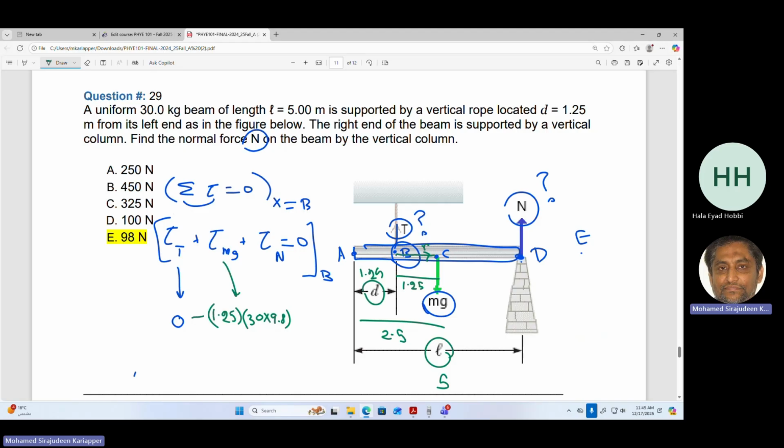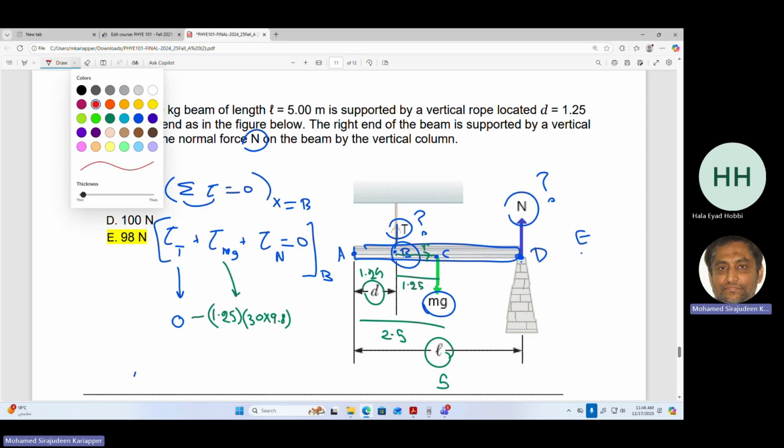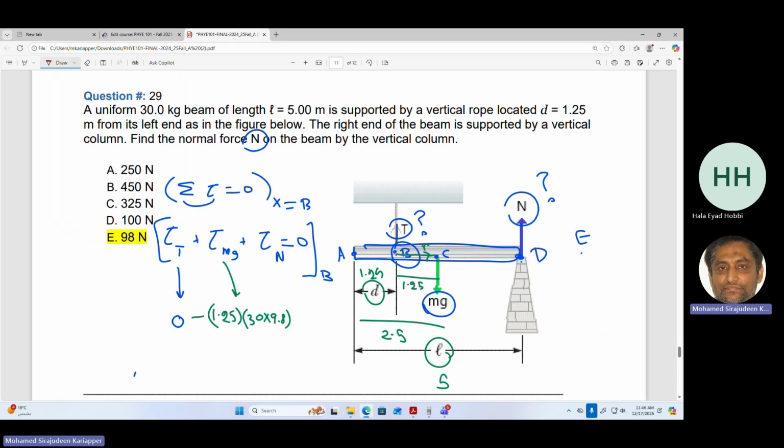Now I'm coming to the normal force. It doesn't matter where it is, the negative sign will make the entire equation negative, right? You don't think like that. You have a magnitude of the torque, which is 1.25 multiplied by 30 multiplied by 9.8. That is the magnitude of the torque. Then you decide whether to put a positive sign or negative sign for the entire thing.